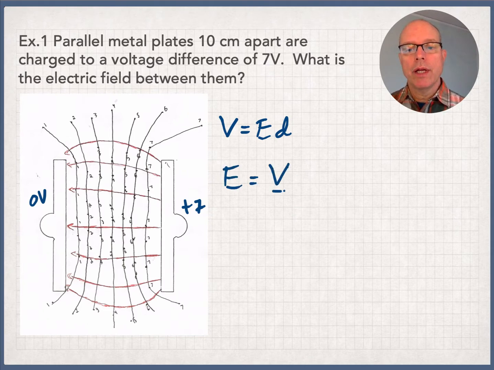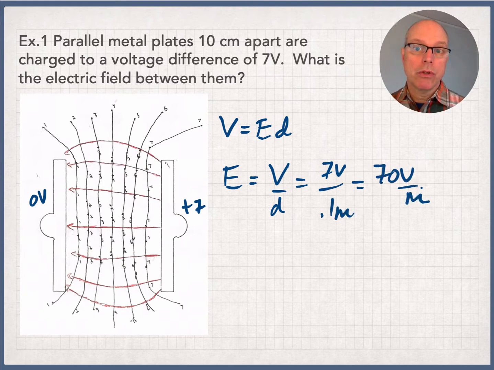If they want to know the electric field in between these two metal plates, all we have to do is just measure the distance between the plates. And we did. We got 10 centimeters, so we had 7 volts over 10 centimeters, and we get 70 volts per meter. All right, so super easy. This is one of the units you'll see on electric field.